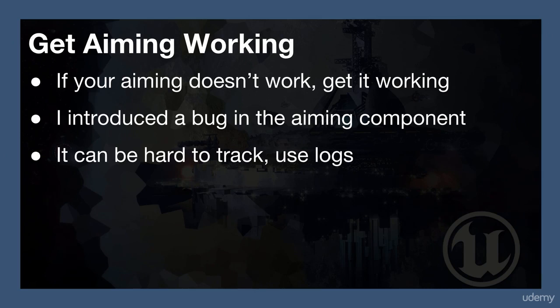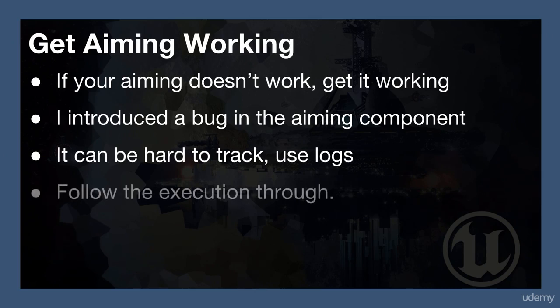If you didn't, and your aiming's not working, go and find it. It can be hard to track this bug. Use some log statements. Follow the execution through. Think about where aiming starts. Let me give you a hint in this case. My aiming starts, my tank, with a player controller. The AI tanks with the AI controller. Follow the execution through. Find out what's running and what's not. I suggest you use a single log statement, put it somewhere, compile, see if it's being run, move it, and find out where the problem is. Have a go, pause the video, and see if you can get aiming working if yours isn't.